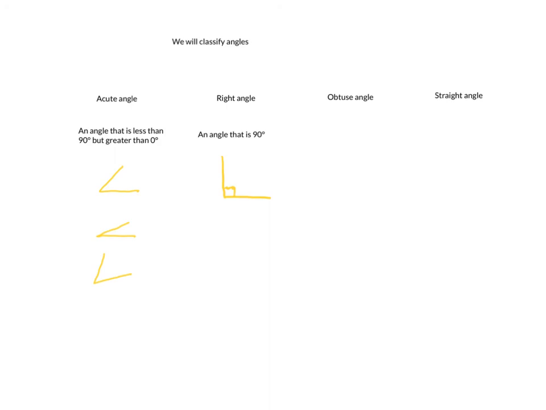An obtuse angle is greater than 90 degrees, but less than 180 degrees. These are examples of obtuse angles. They're greater than 90, but less than 180 degrees. Now, a straight angle is an angle that is 180 degrees. Here's an example of a straight angle.